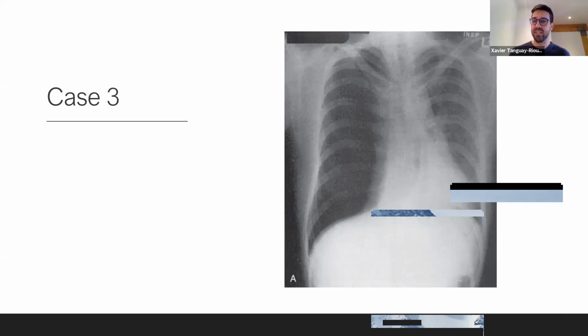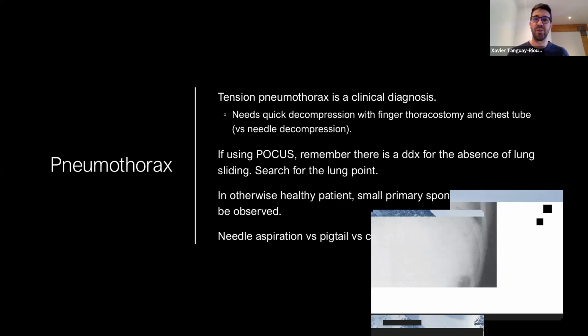previously, you should not be doing a chest X-ray. You should be intervening on that. This is obviously a tension pneumothorax, so it's a clinical diagnosis. You should be decompressing the chest with a finger thoracostomy and putting a chest tube in, or using a needle decompression if you don't have access to a scalpel maybe. And after, get your chest X-ray when the patient is a little bit more stable than this.